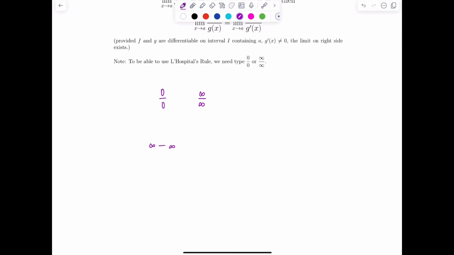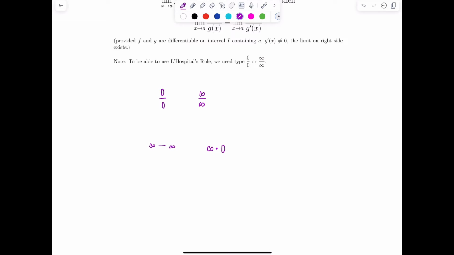Another kind of indeterminate form, infinity times 0. Think about why. One term is blowing up. The other one is shrinking to 0. I don't know which one's controlling the situation. The blowing up term, the 0 term. It cannot be determined when it's in this form.